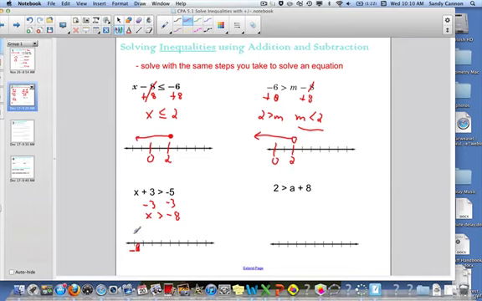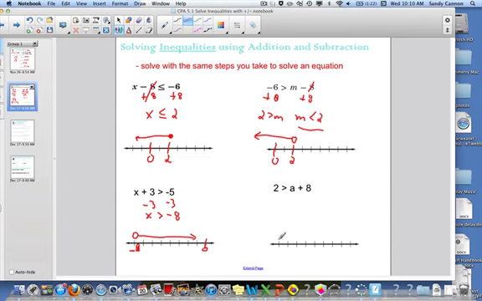Negative 8. So x is greater than that. It's an open dot, and we're going this way. And 8, 7, 6, 5, 4, 3, 2, 1. This right here would actually be 0 on your number line. Okay, and that's how you would do one like that.